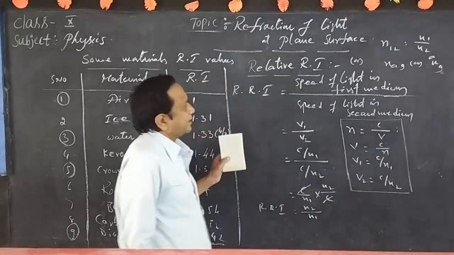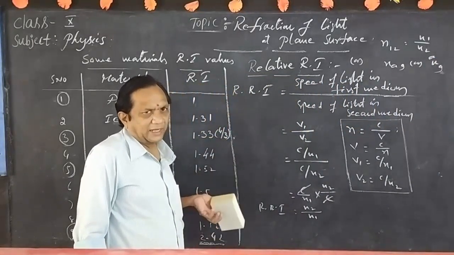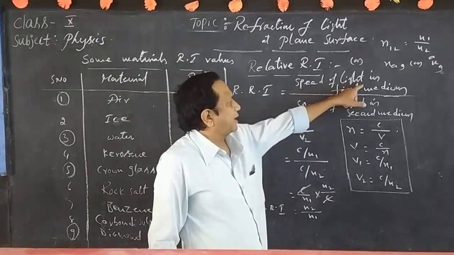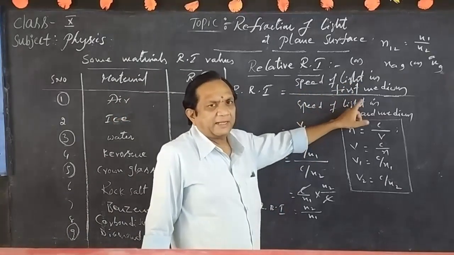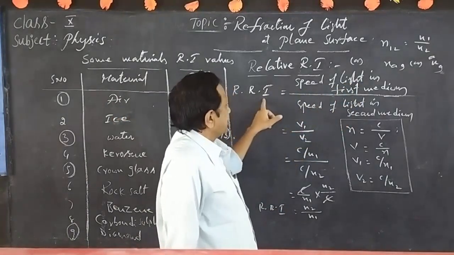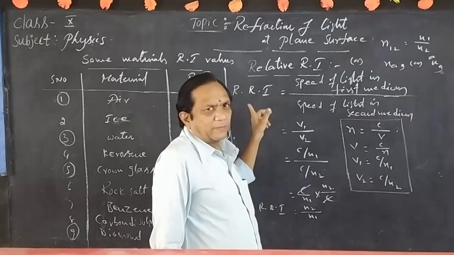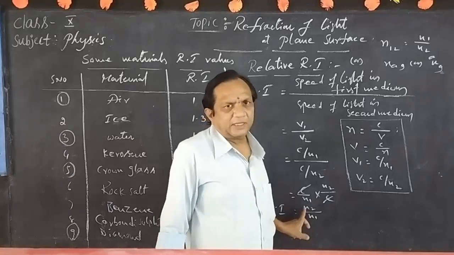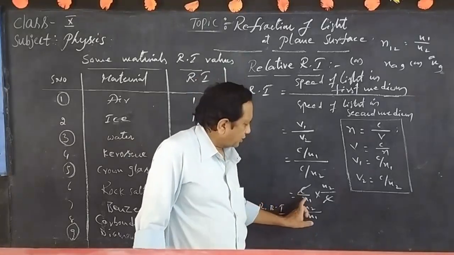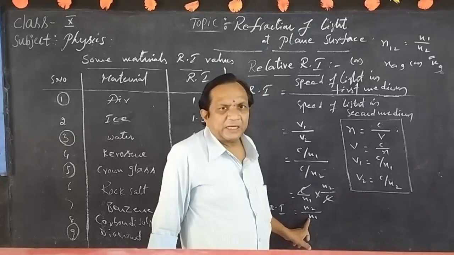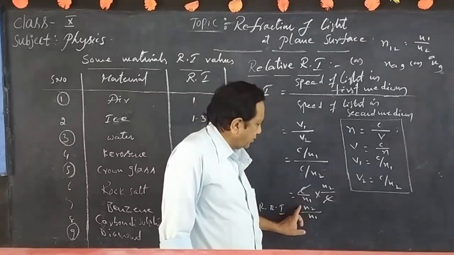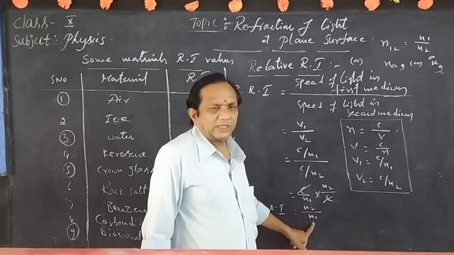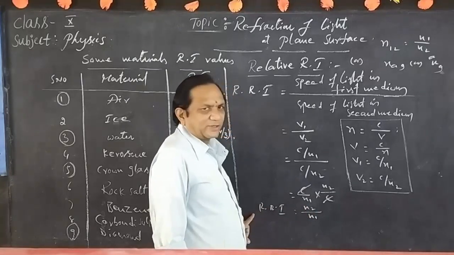So this is the relative refractive index. The relative refractive index can be defined as the ratio between the speed of light in the first medium to the speed of light in the second medium. By that verification you get N2 by N1. From this we have concluded that N2 by N1, the refractive index of the second medium with respect to the first medium, is also called the relative refractive index.